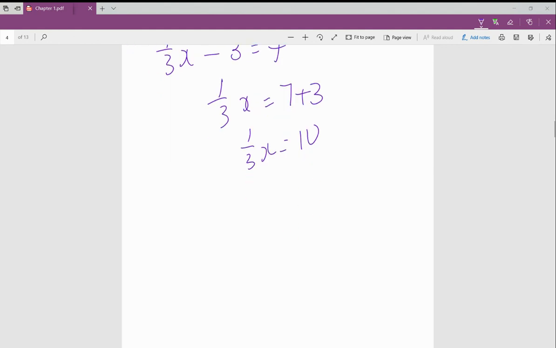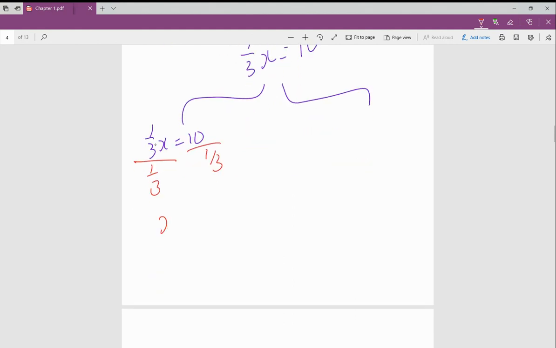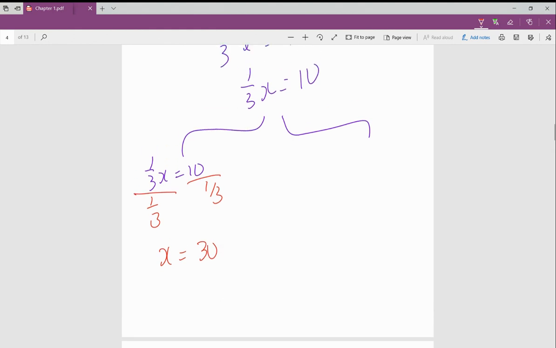Now how to get rid of this? There are a couple of ways. I'll show you two ways. The first way is 1/3 x equals to 10. What you can do is divide both sides by 1/3. Get rid of the 1/3. And then if you use your calculator, you'll get x equals to 30. This is one way. Another way you can use a cross multiplication method, which I taught in class.